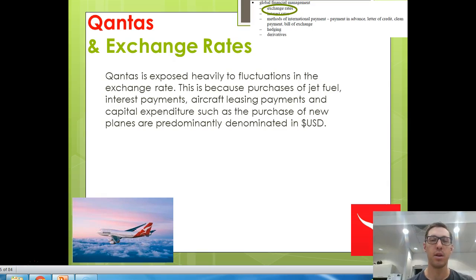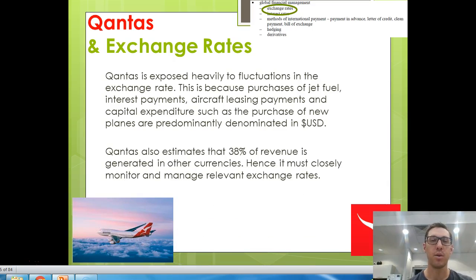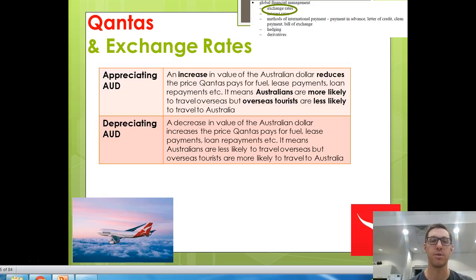It's helpful to look at exchange rates from the perspective of Qantas to make it easier to understand. So Qantas is exposed heavily to fluctuations in exchange rate, and that's because a lot of their purchases, such as jet fuel, interest payments, aircraft leasing payments, and capital expenditure, are predominantly denominated in US dollars, so they're not undertaking those transactions in Australian dollars. I think Qantas says about 38% of their revenue is also generated from overseas, so in other currencies, which then needs to be exchanged back to Australian dollars because they are an Australian business and they're denominated in Australia.